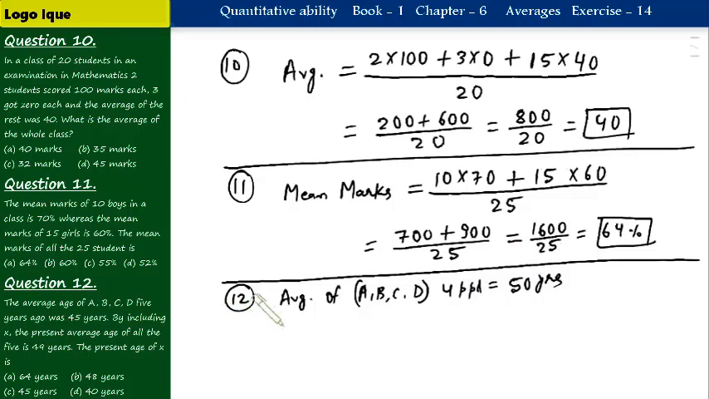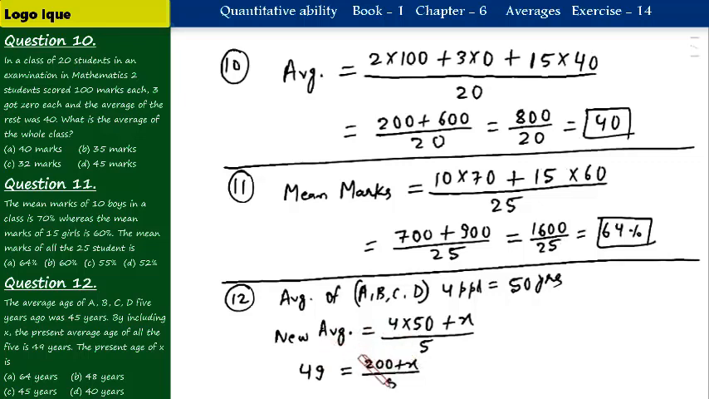The present age of all 5 is 49 years. That means the new average has to be calculated like this: 4 people into 50 years plus X, the new person, divided by 5, right? And the new average is given to be 49. That is equal to 200 plus X divided by 5.